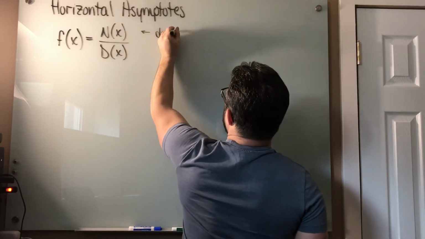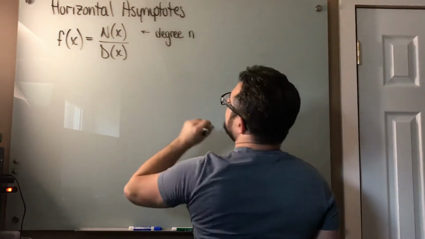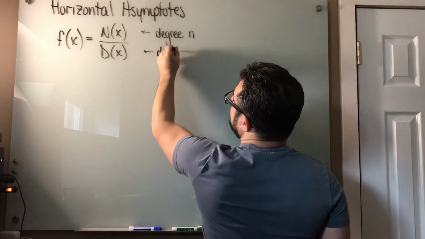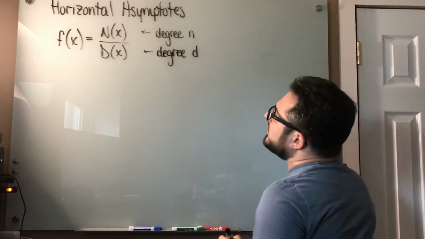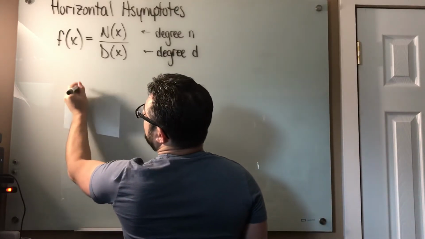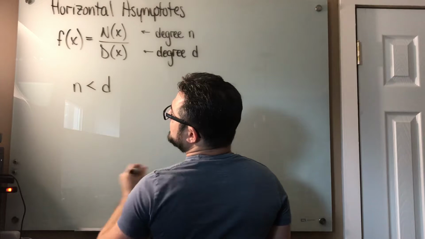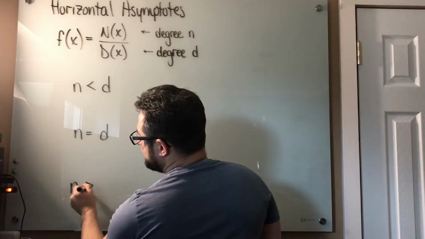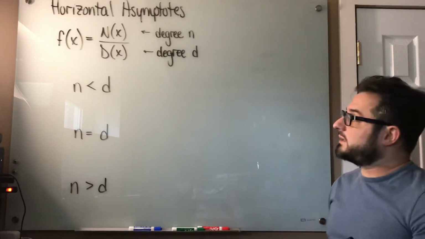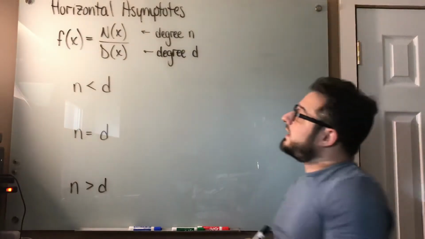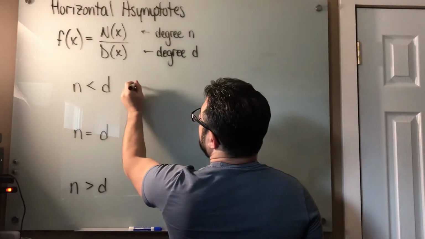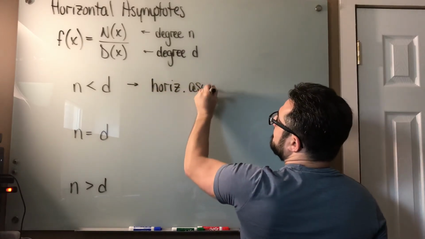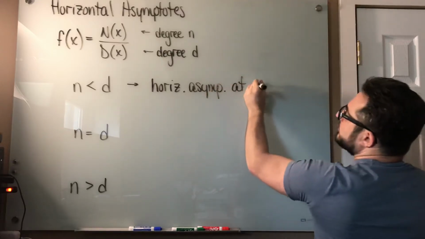In keeping with n for numerator and d for denominator, I used capital letters for the functions and lowercase letters to talk about their degrees. The rule was that there were three ways this could turn out: the degree of the numerator was less than the degree of the denominator, they were equal to each other, or the degree of the numerator was greater than the degree of the denominator. In the case that the degree of the numerator was smaller, the horizontal asymptote was at y equals 0.